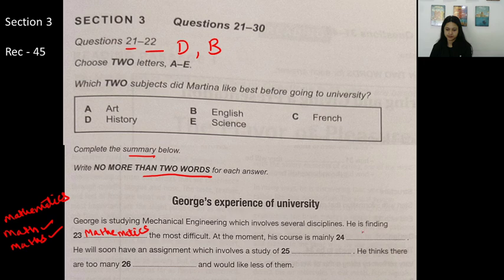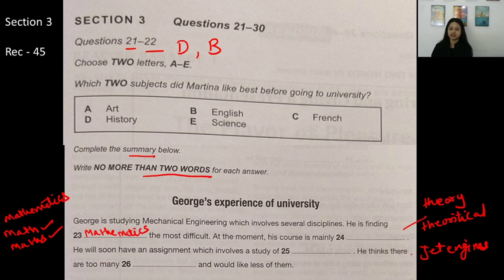Question number 24. You can write theory and you can write theoretical. Two possible answers. 25. Jet engines. So when I say you can write theory and you can write theoretical, it means the answer is theory, but according to grammatical structure of the question or according to grammatical structure of this sentence, your answer can be changed a little bit, like the form of the word can change. The 25th is jet engines and 26th is of course seminars.